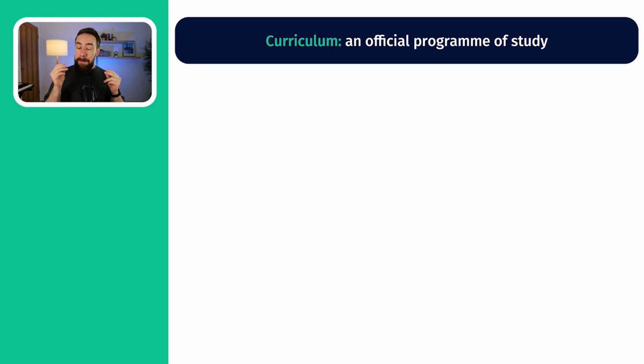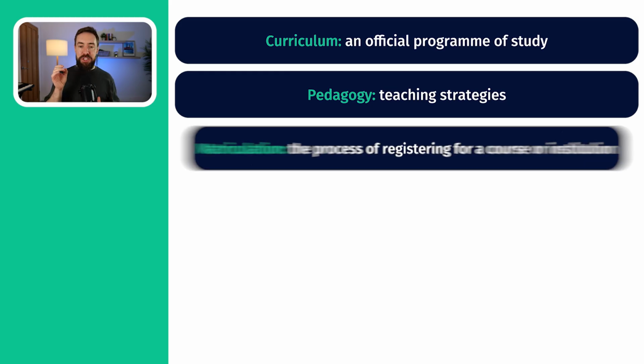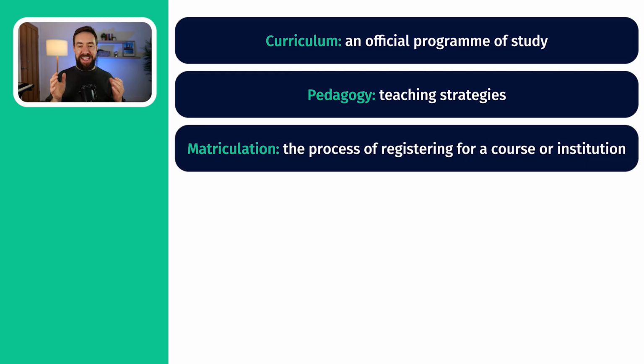The second word is pedagogy. Pedagogy, and that's the teaching strategies, the way that a teacher or a professor will educate you. Word 3 is a really hard word, a long word, matriculation. Matriculation, and that's the process of registering for like a school or an institution like a university.